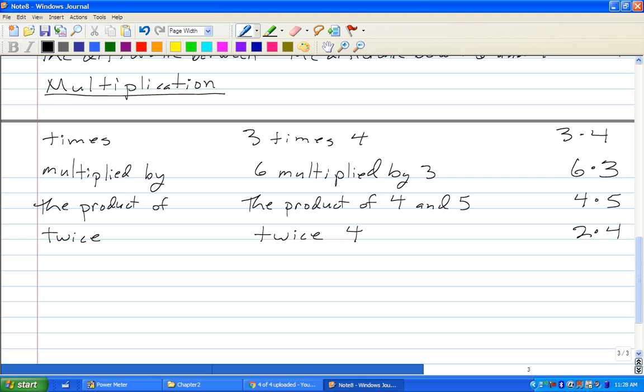Triple 5 means to multiply by 3, 3 times 5. Double: to double the number, let's say 4, means to multiply by 2.